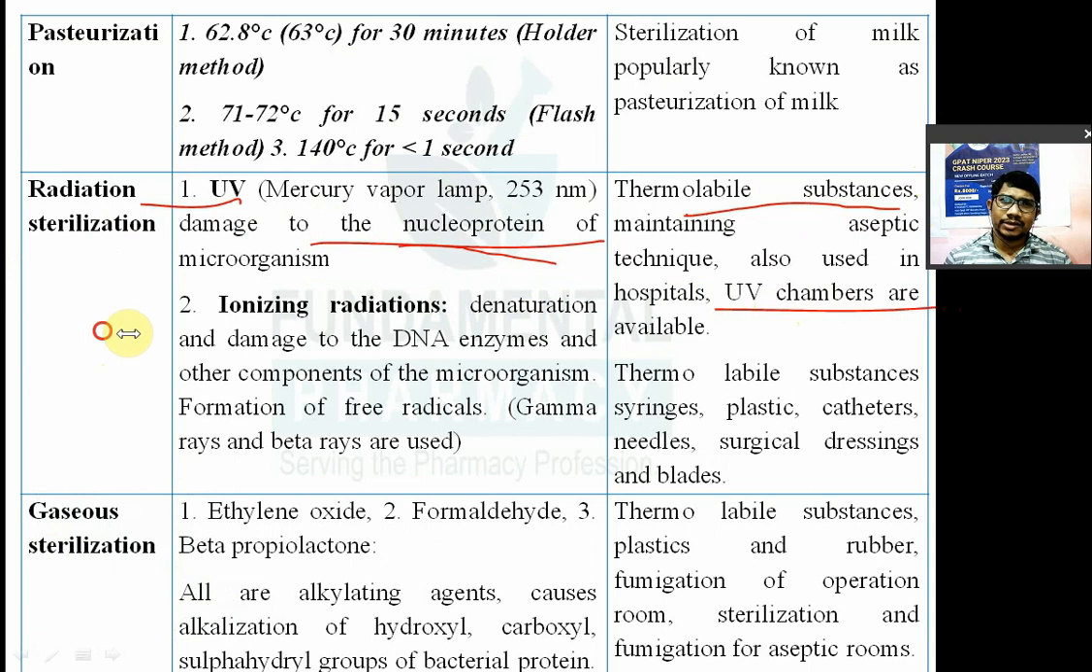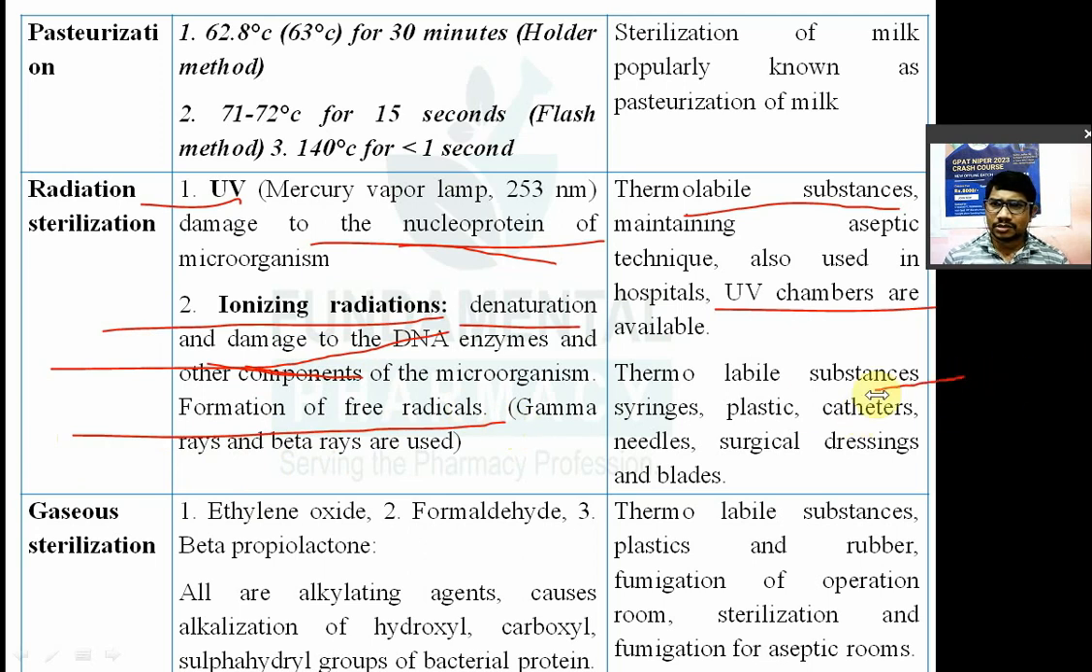Second होता है आपका ionizing radiation. So ionizing radiation मतलब alpha rays, beta rays, gamma rays. So they denature and damage the DNA. तो alpha rays, beta rays क्या करते हैं? They damage your DNA, enzymes, and other components of microorganism, by forming free radicals. So gamma rays and beta rays are used as ionizing radiations. They are used for thermolabile substances, syringes, plastics, catheters, needles, surgical dressings and blades. They are sterilized by ionizing radiation.